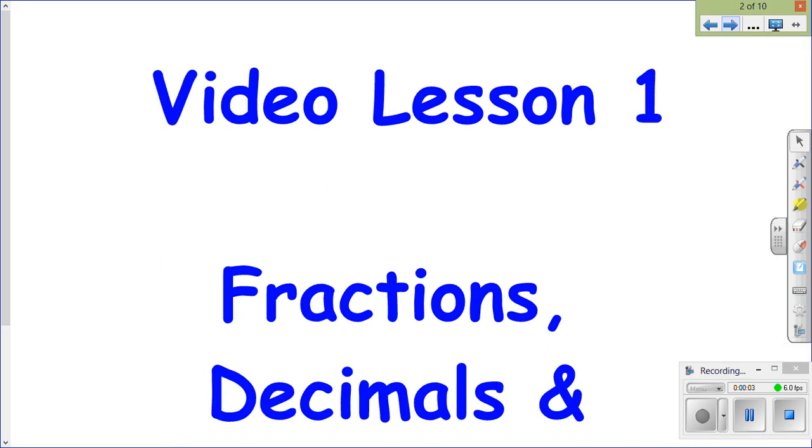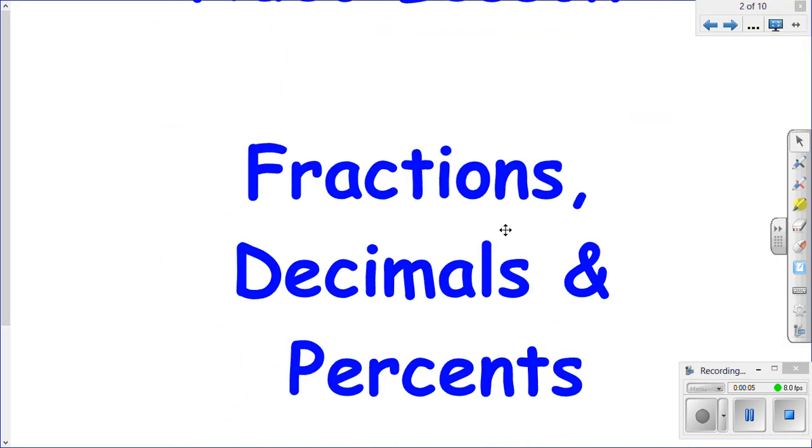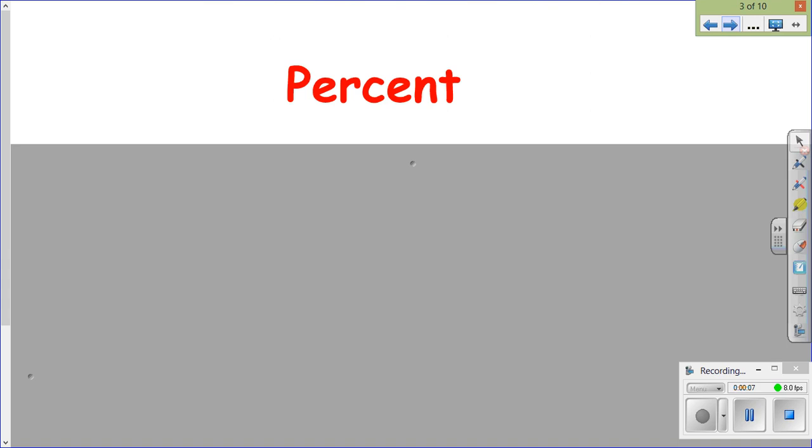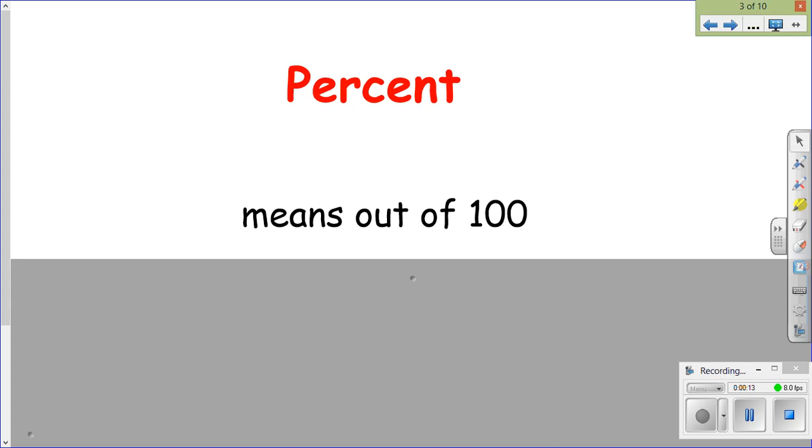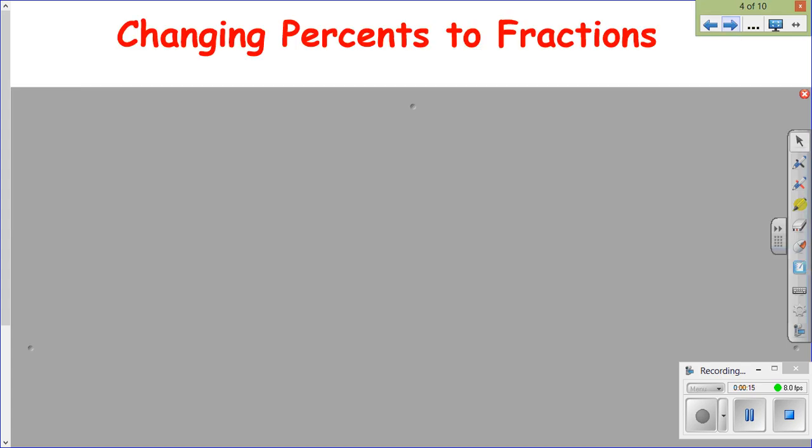Proportional reasoning, and fractions, decimals, and percents. First of all, we need to know what is a percent. Percent means out of 100. We also need to be able to convert between percents and fractions.